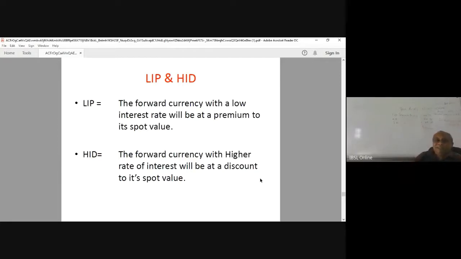The forward currency with a higher interest rate will be at a discount to its spot value. Right? If it is a high interest rate, a discount. Let me take an example to check.